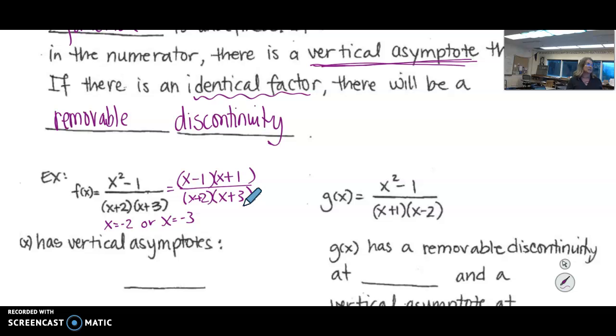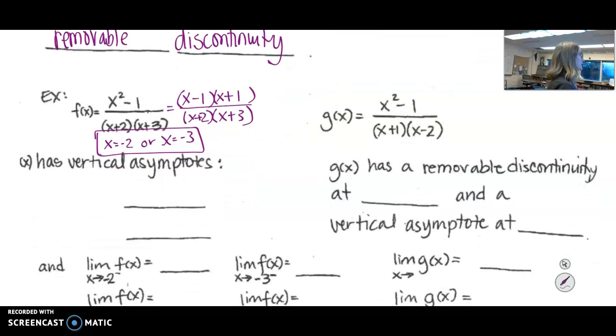So that means that at these two values of x that make the denominator equal 0, we will have vertical asymptotes in the graph. My vertical asymptotes, any vertical line, is going to have the form x equals that value of x. So x equals -2 and x equals -3 are my two vertical asymptotes.